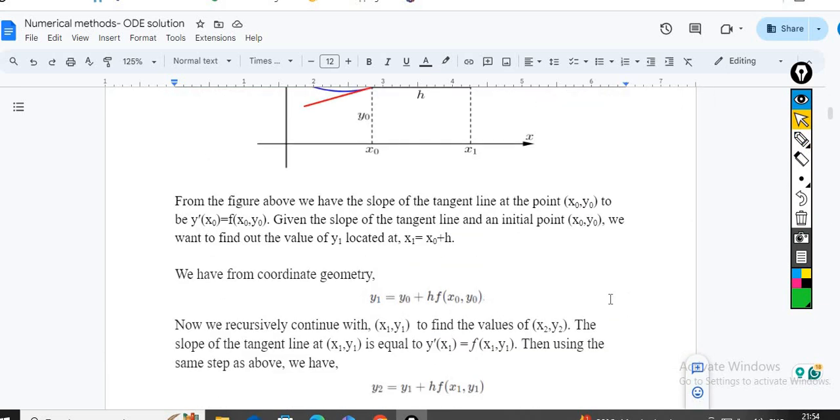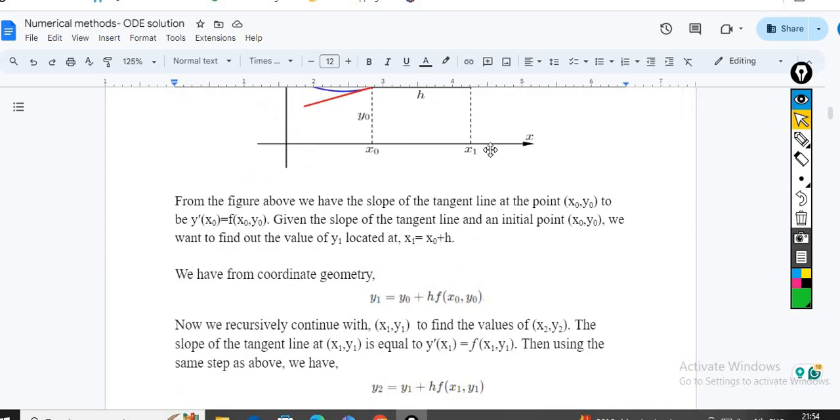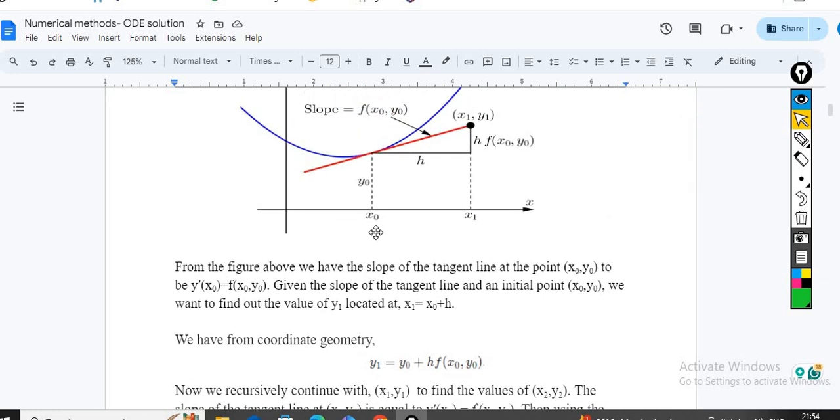The first and simplest way to solve this differential equation is by considering the next value, say x1. The initial value is x0 and the next value is x1, and the difference between x0 and x1 is h. So this is simply written as x1 is equal to x0 plus h. By using simple coordinate geometry, one can write the y1 function value as y1 is equal to y0 plus h times this function.